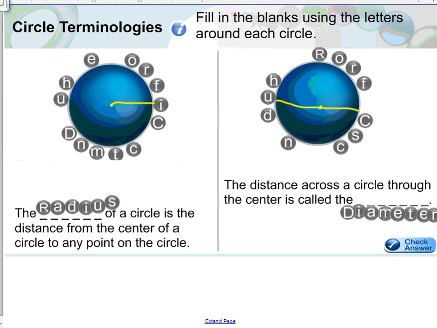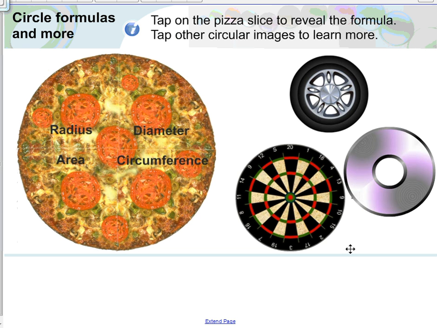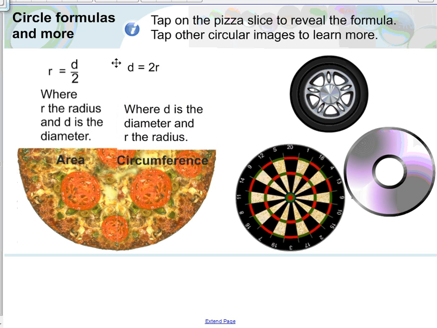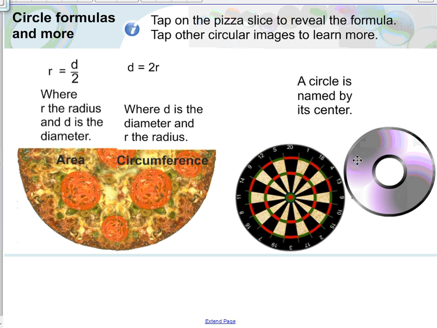All right, now going along with that same idea, we actually have some formulas in order to find the radius and the diameter, as well as some other information we need to know about circles before we go into what we're doing today. So the formula to find the radius is radius equals the diameter divided by 2, where r is the radius and d is the diameter. Okay? The formula for a diameter is the diameter, or d, equals 2r, where d is the diameter and r is the radius. All right? In the next video, we're going to talk more about area and circumference. But first, before we do that, we need to know some other things about circles.